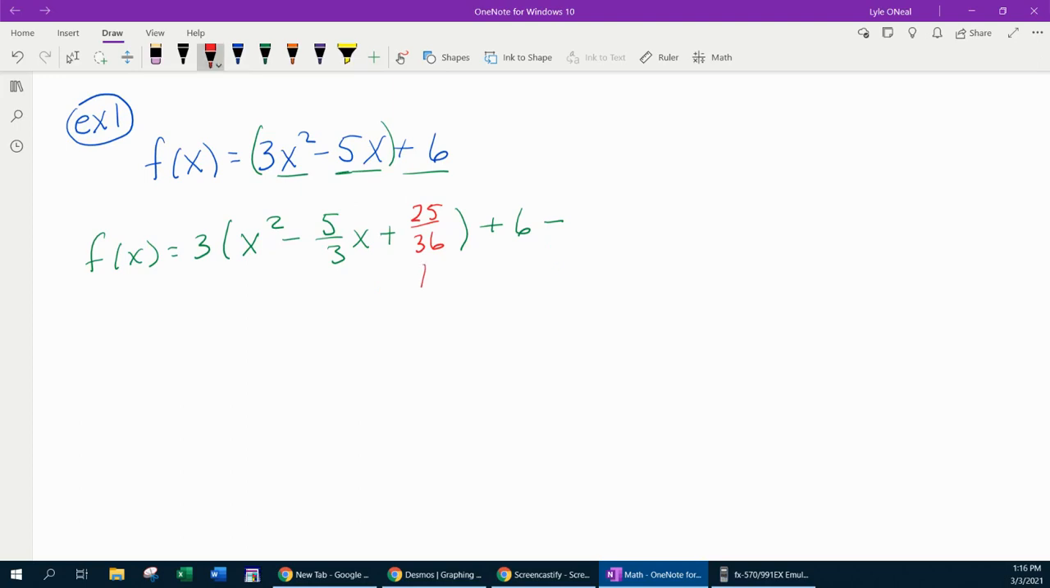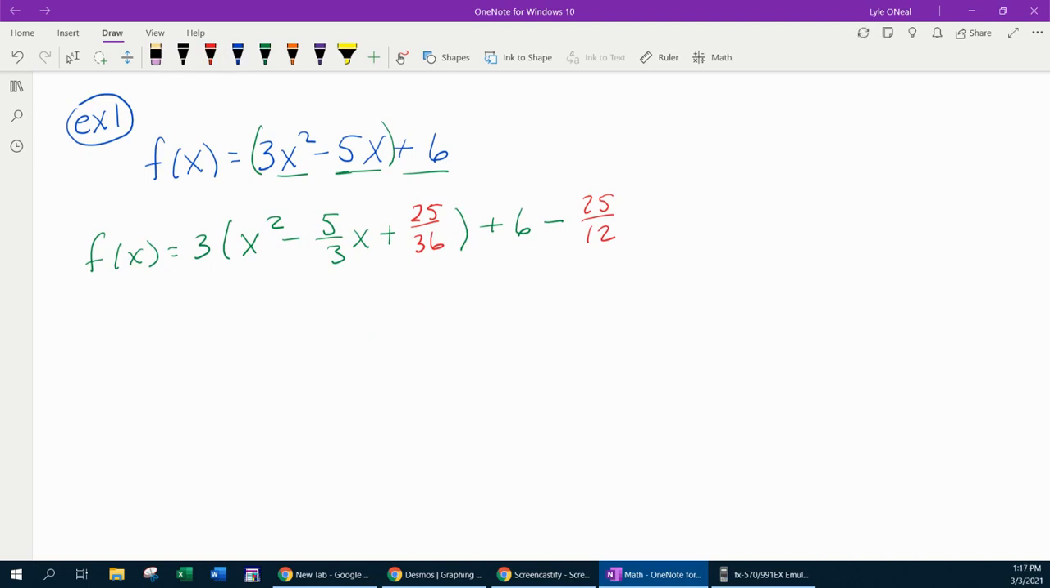But since the 25/36 is within the parentheses, that means that it is affected by the 3 out front. So I'm going to have to distribute the 3 to see what I really added so that I know what I really should subtract here. So here we go. 3 times 25/36. 3 goes into 36 12 times. And so what I really added was 25/12. So 25/12 is what I'm going to have to subtract.